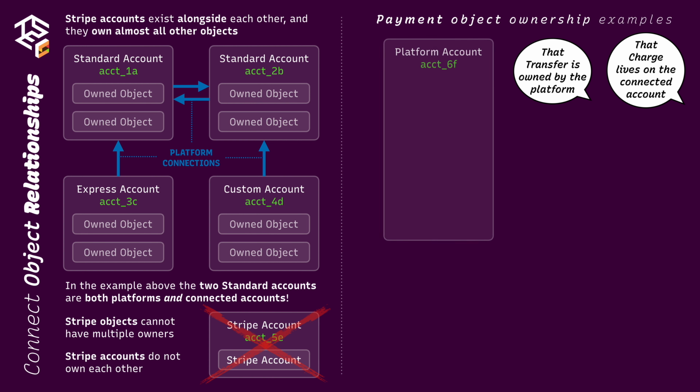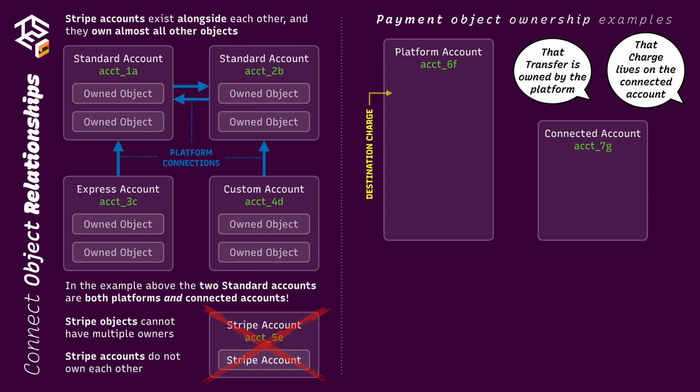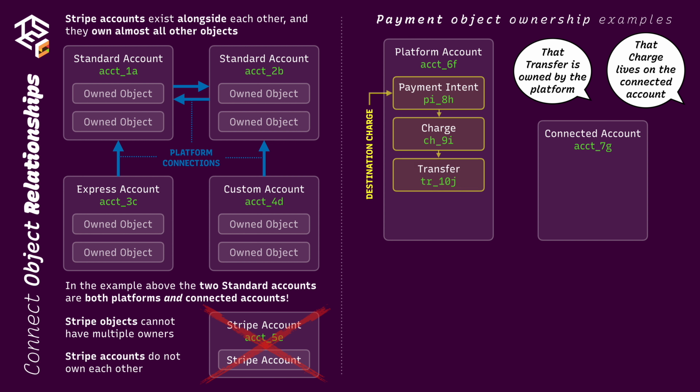We'll start with a platform account and a connected account. We're going to create a destination charge, which starts with a payment intent on the platform account, which is configured to transfer a portion of the funds to the connected account. The platform creates the payment intent using the API or dashboard. The payment intent creates a charge when it's confirmed, and the successful charge results in a transfer. So far, the payment intent, charge, and transfer objects all exist on the platform account.